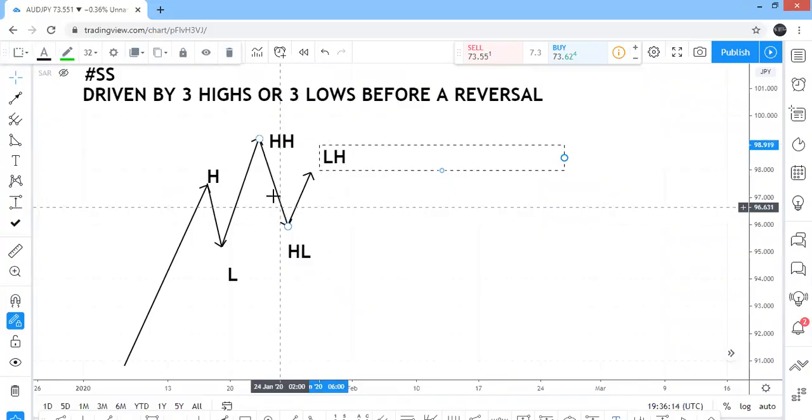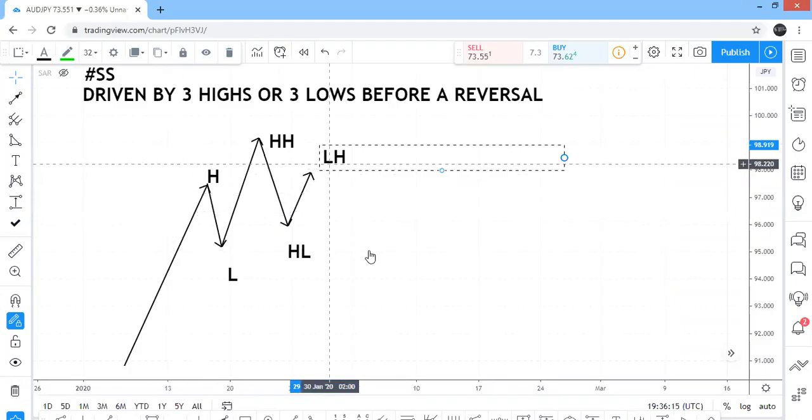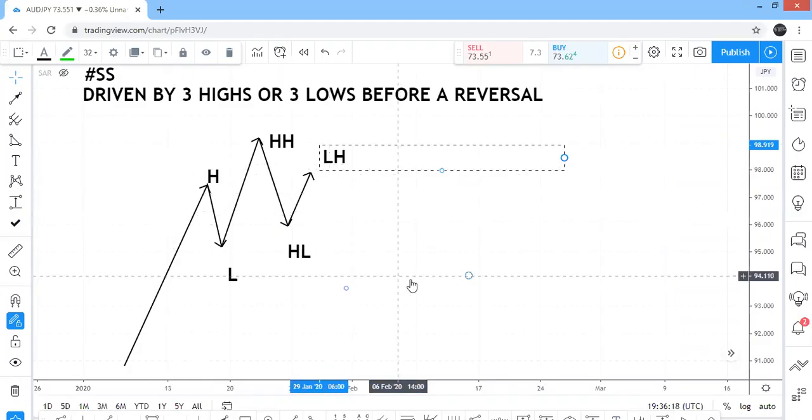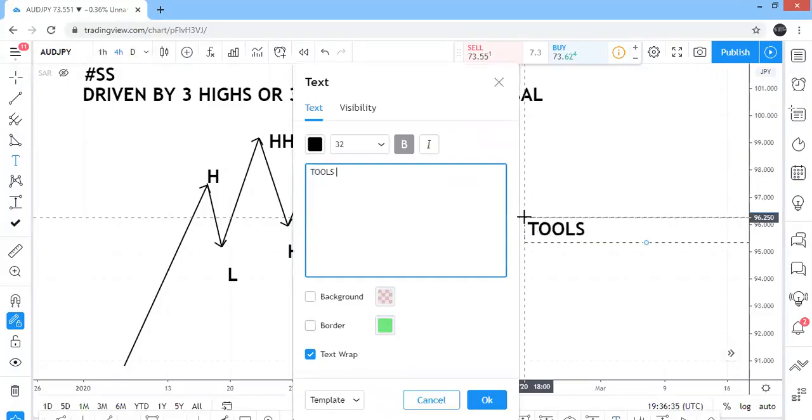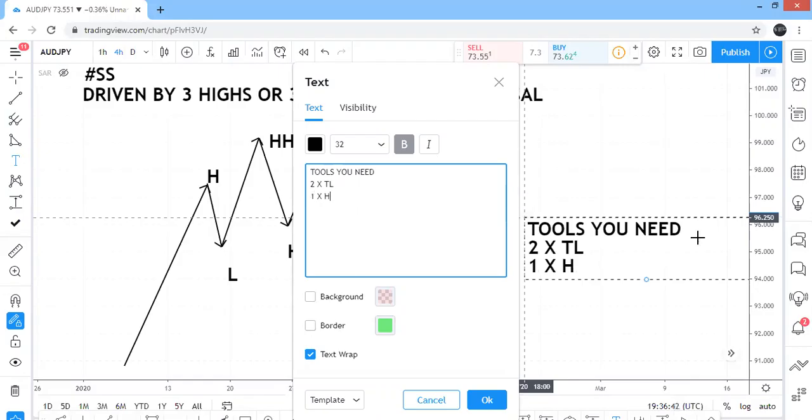When you are trading going from a high down to a selling opportunity, what you need to make sure is that you're going to have a trend line that's going to help you determine when to enter the market and where it's going to go. So what are the tools that you need to be able to use the SS? You need 2 trend lines, 1 horizontal line. That's all you need.